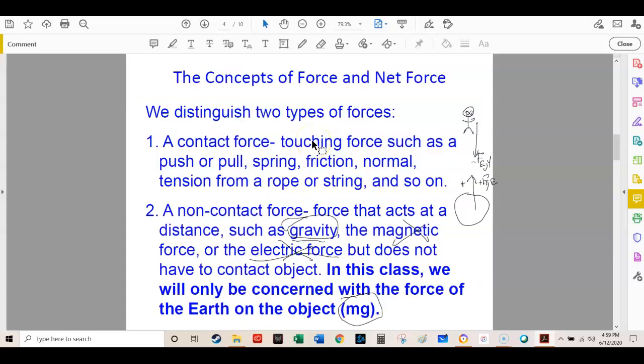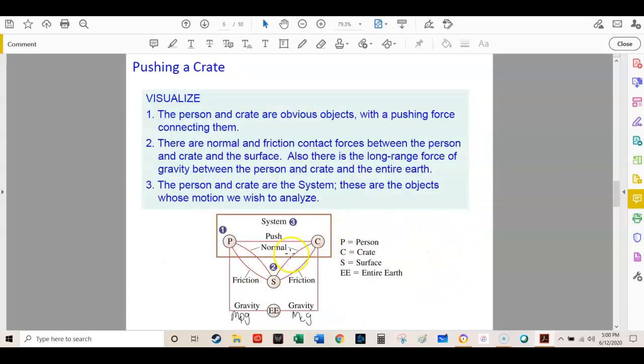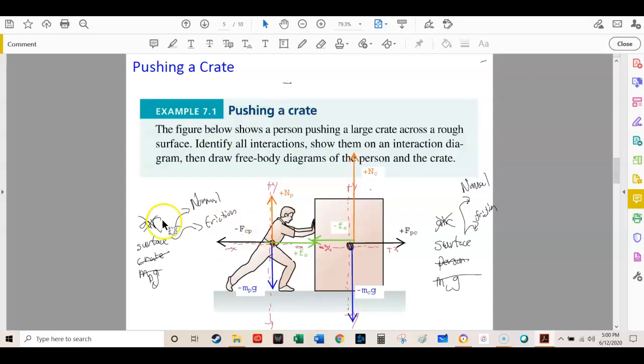so again, the steps of this is you make a list of all the forces acting on all the objects, right? And in here, what they did is they did what is called an interaction diagram. I think it's fine just to list this out, and it might even be better to list this out and actually give it directions too.